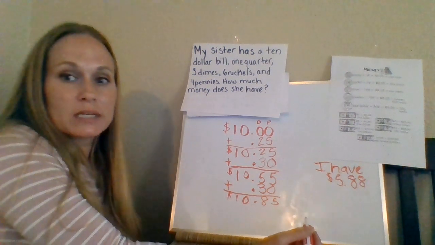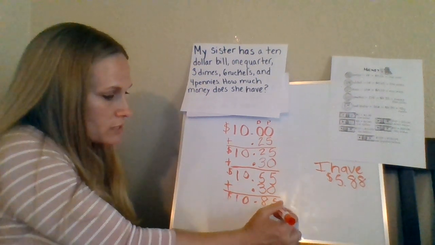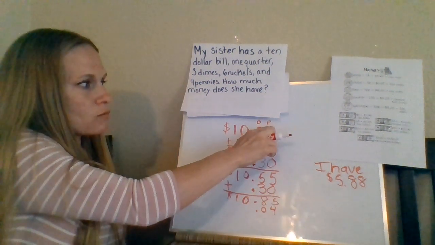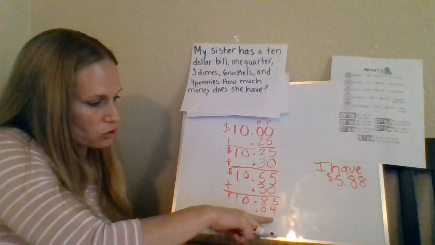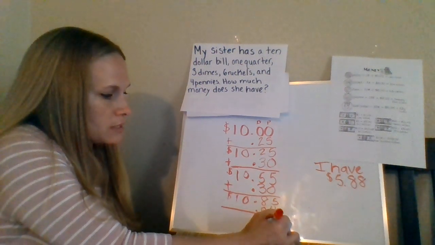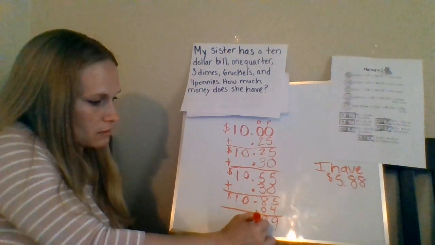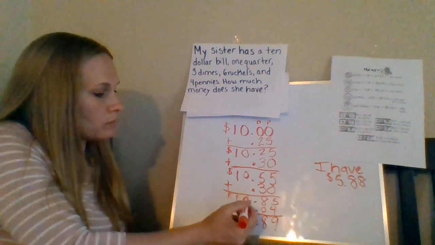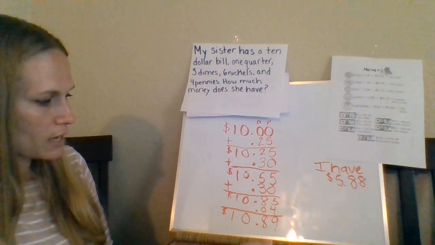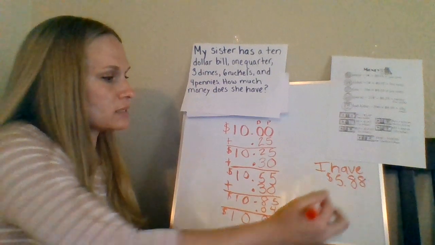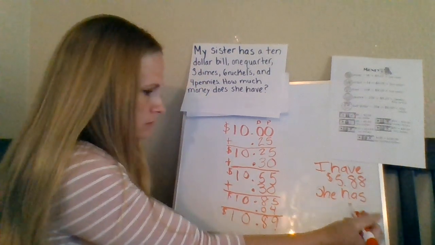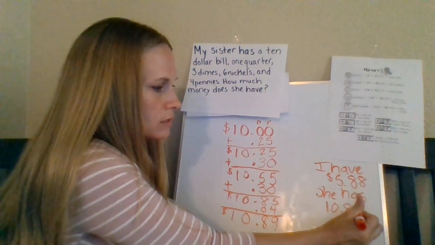And last I have 4 pennies. A penny is 1 cent, so 4 cents added to my $10.85. Pennies are represented in our hundredths place, so we have to make sure that our 4 is in our hundredths place. 5 plus 4 is 9. 8 plus 0 is 8. Bring down your decimal, bring down your 0 and your 1. So my sister has $10.89.